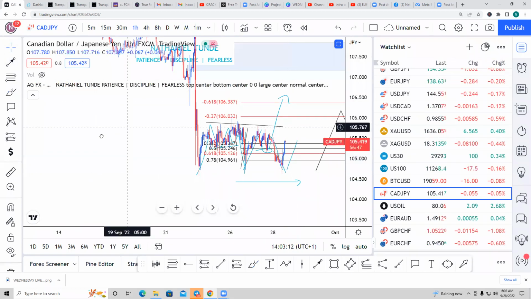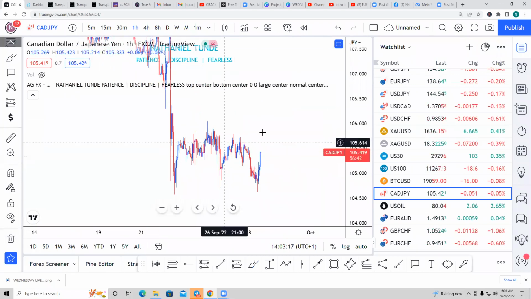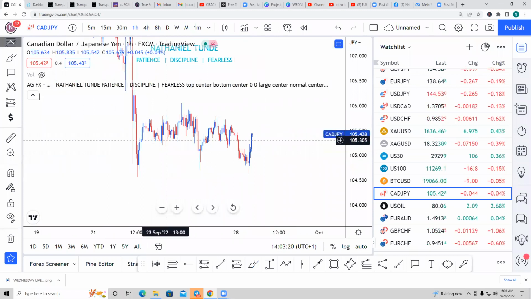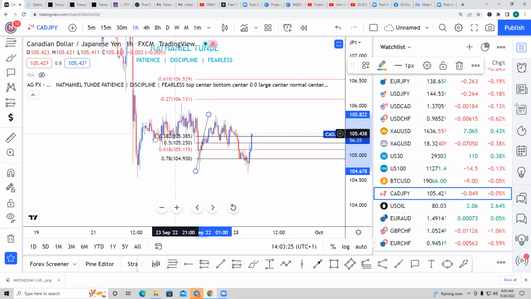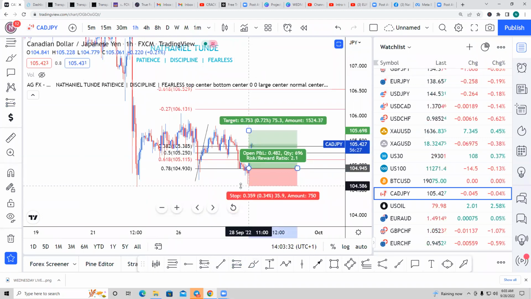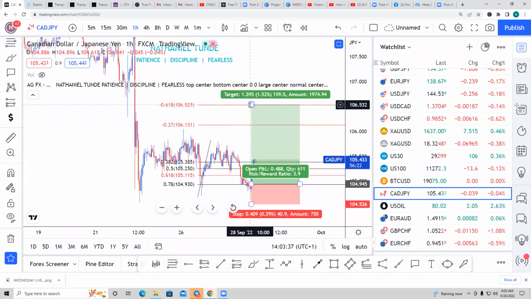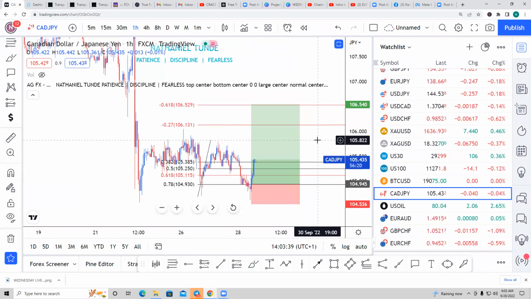So right now, where is our target? Of course, this fib right now, you take this leg. Your entry in this circumstance is 78, stop loss below the low, and TP minus 0.618. So our TP is exactly 106.50. That is the TP we set for this trade.